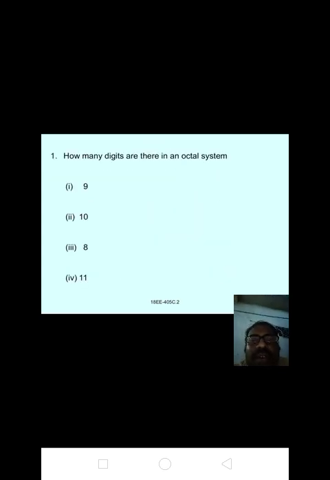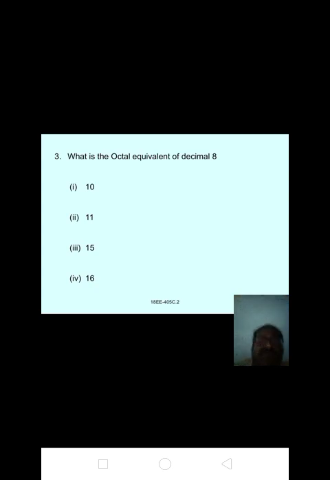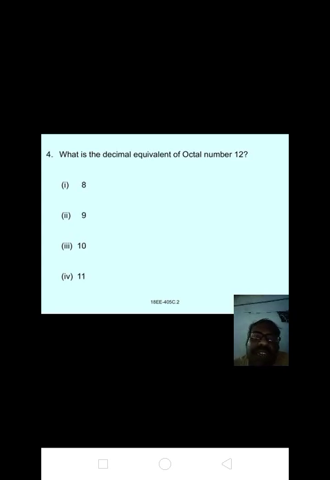How many digits are there in an octal system? 8. C is the answer. What is the base of the number in an octal system? 8. The 3 is the answer. What is the octal equivalent of decimal number 8? 10. What is the decimal equivalent of octal number 12?